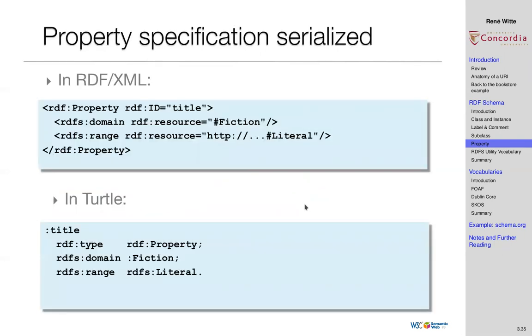When you serialize this, it looks like this. So let's start with Turtle because this is what you're used to. We have title, and then we have these three pieces of information that we defined. We say that title is a property, we have the domain, and then we have the range. So in general, these are the three essential things you need for a property. You have to first define that it is a property, then you have to define the domain and the range.